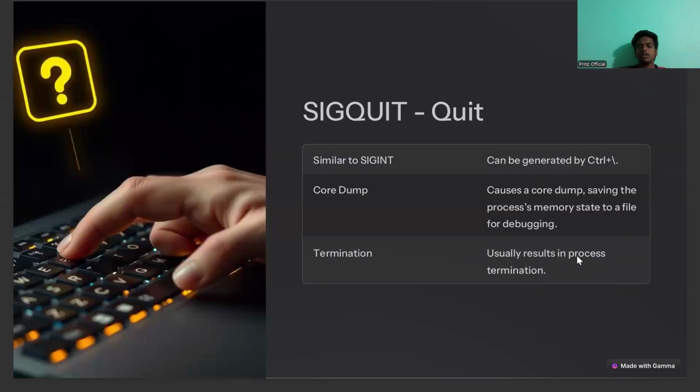SIGQUIT. Similar to SIGINT, it can be generated by Ctrl plus backslash. Core dump. It causes a core dump, saving the process memory state to a file for debugging. Termination. It usually results in process termination.